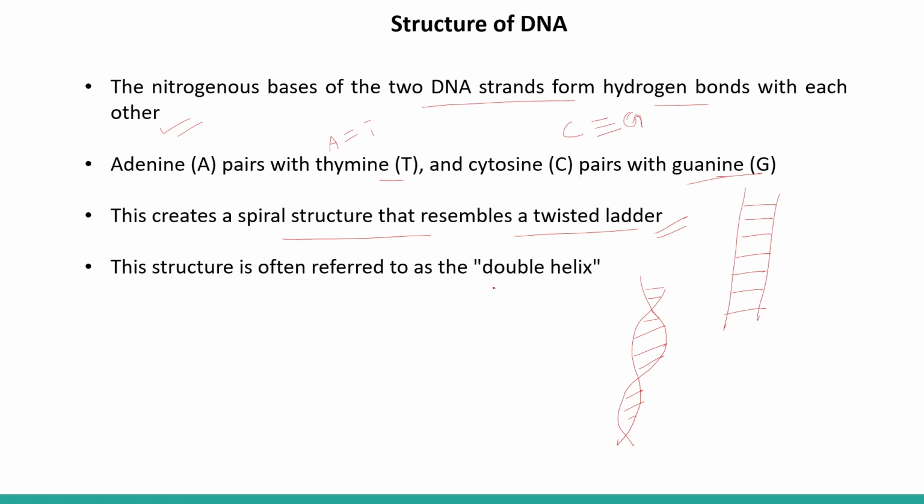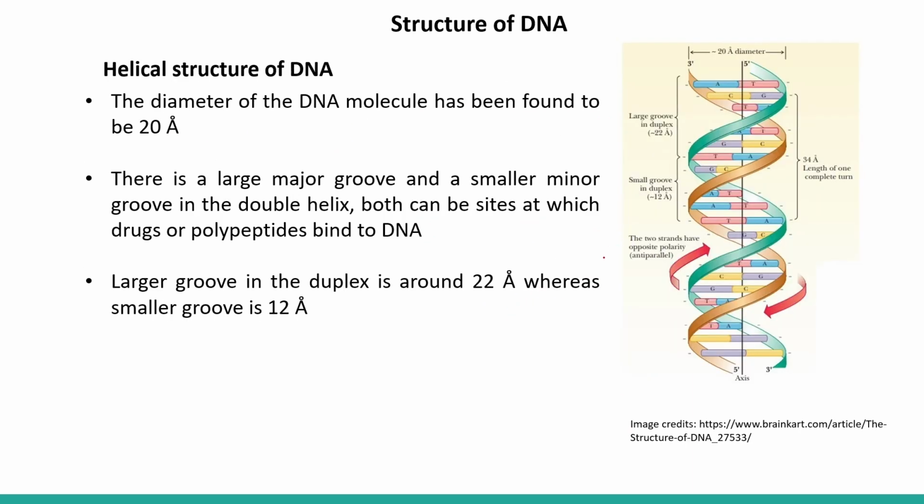The structure is often called the double helix structure of the DNA. So here we can see the double helix structure of the DNA, which is twisted, right? So we have some peculiarities and measurements in the DNA structure. The diameter of the DNA molecule has been found to be 20 angstrom. So if we see this structure, the diameter of the DNA structure is 20 angstrom or 2 nm, right?